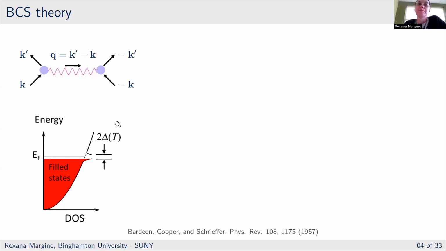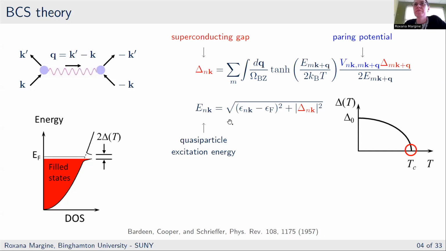So this temperature-dependent superconducting gap in the BCS model can be found by solving this equation, where delta labels the superconducting gap, V is the pairing potential, and E is the quasiparticle excitation energy, which depends on the superconducting gap delta and the normal state eigenstates epsilon_k with respect to the Fermi level.